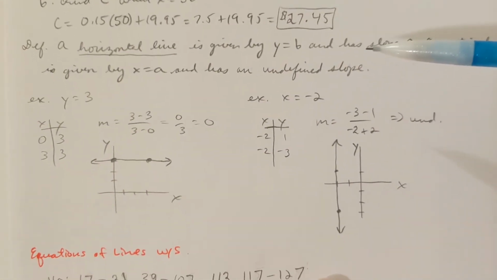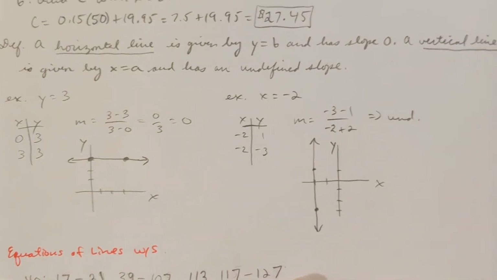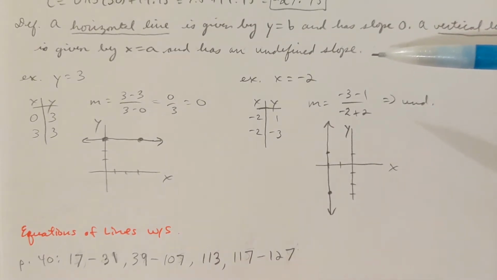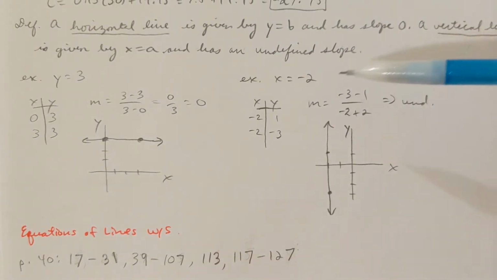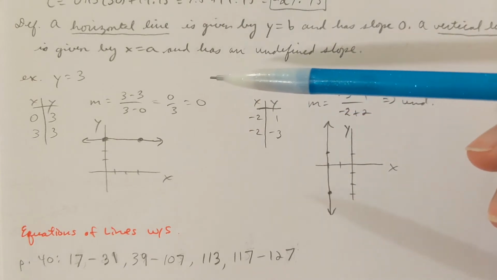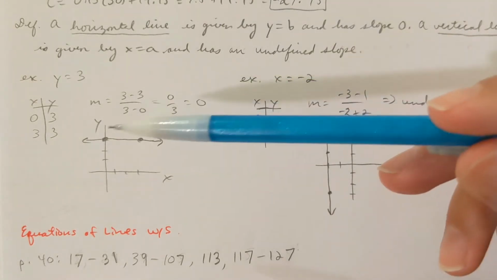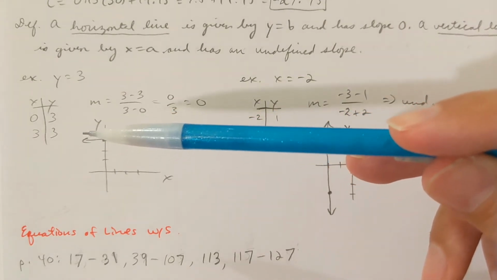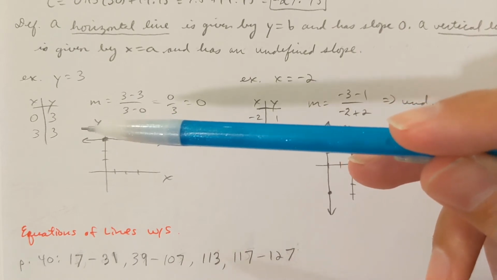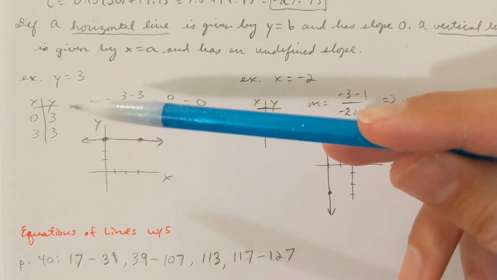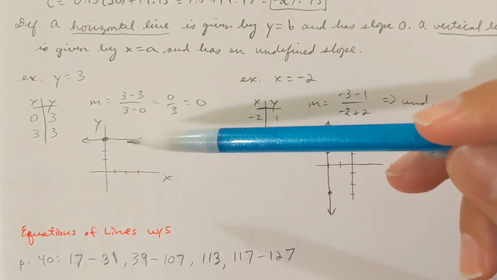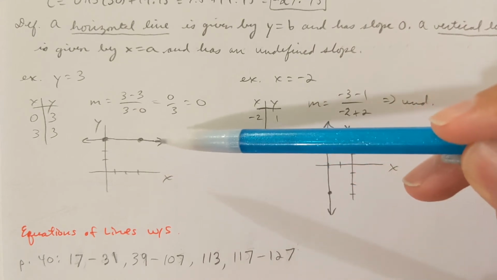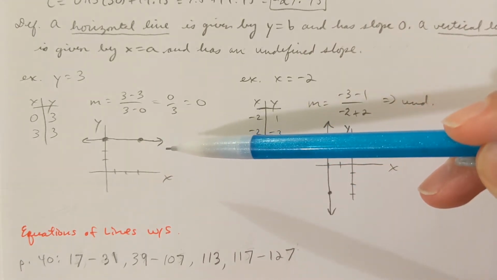A horizontal line is given by y equals b and has a slope of 0. A vertical line is given by x equals a and has an undefined slope. So as an equation, y equals 3. If x were 0, y would be 3. If x were 3, y would be 3. If x were negative 2, y would be 3. If x were 5, y would be 3. If x were anything, y would always be 3. So the points (0, 3) and (3, 3) are on this line, and I've got this horizontal line.